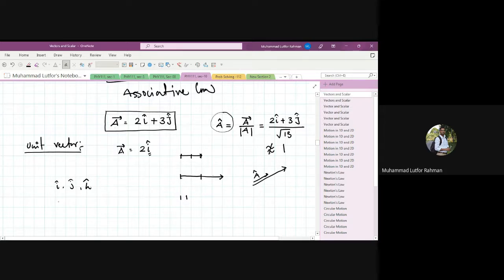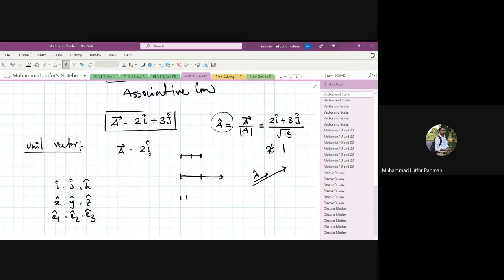Sometimes you will find that instead of i hat, we can write x hat, y hat, and z hat. Sometimes you will find they use symbols that way. Or sometimes you can also find E1 hat, E2 hat, or E3 hat in the Cartesian coordinate system. Basically, this is just notation, nothing more than that. So don't be afraid if you find the unit vector expressed that way, because different coordinate systems have different unit vectors.